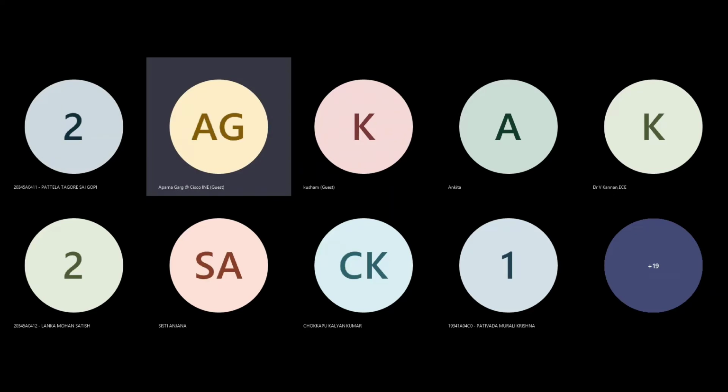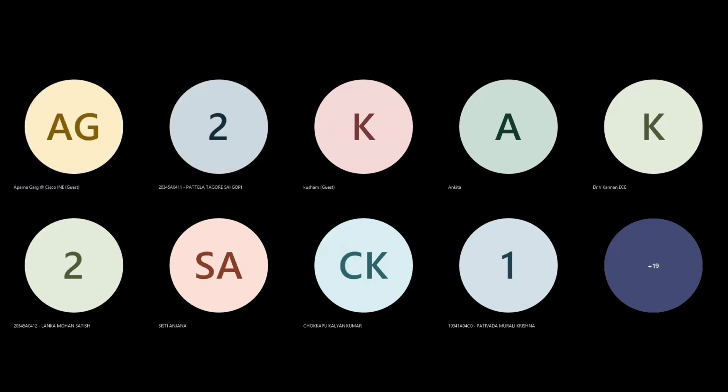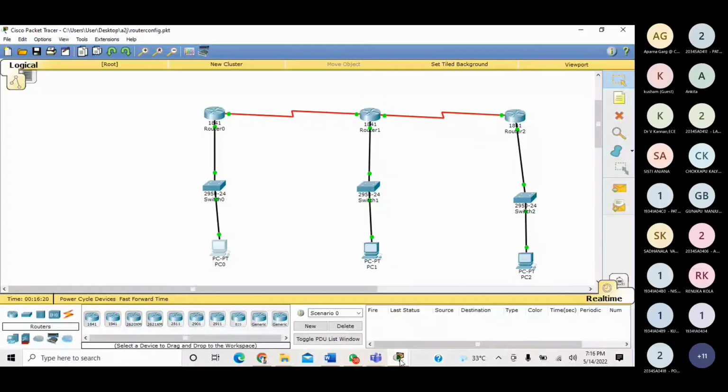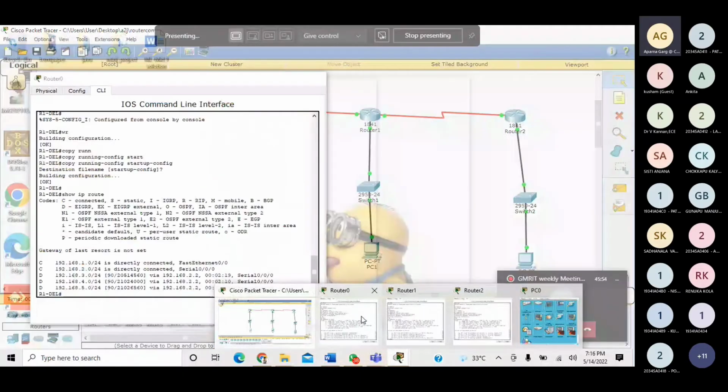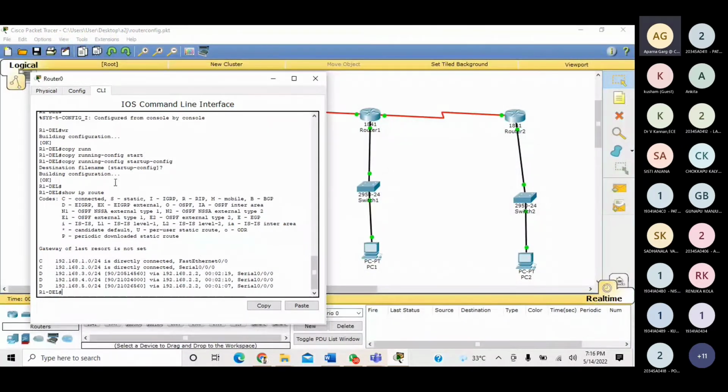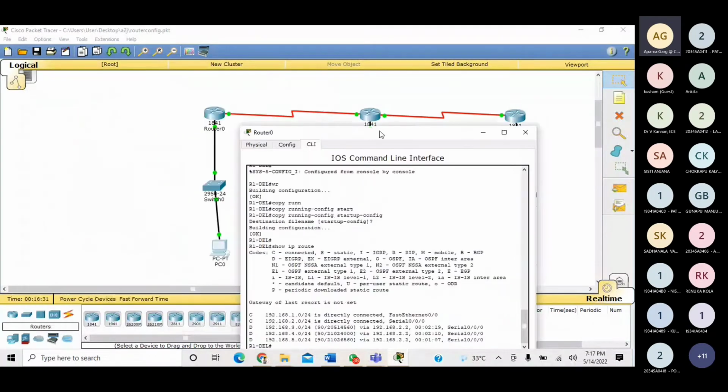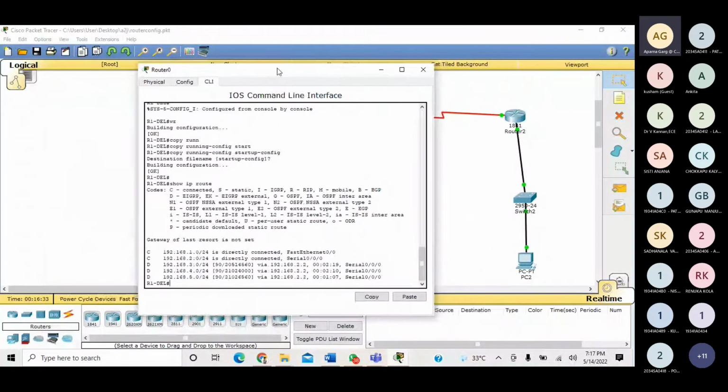Yes, I completed. Done? Yes, okay, go ma'am. Share your screen. Site 1. Yes, ma'am. Come. Show ip route is 3, 4 and 5. Okay. Fine. I am good.